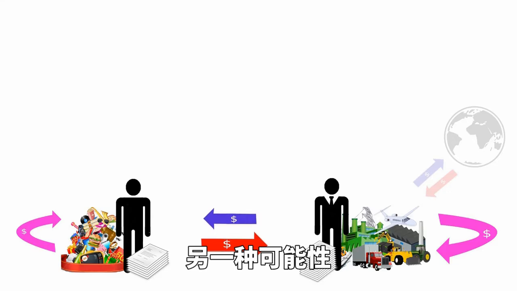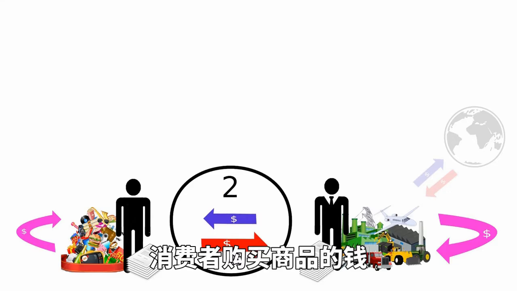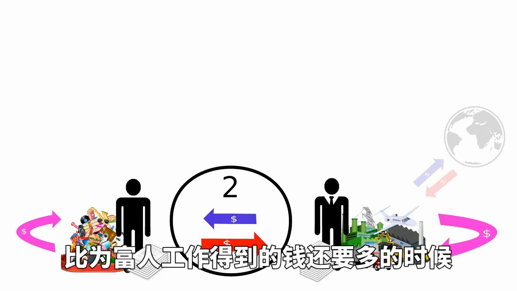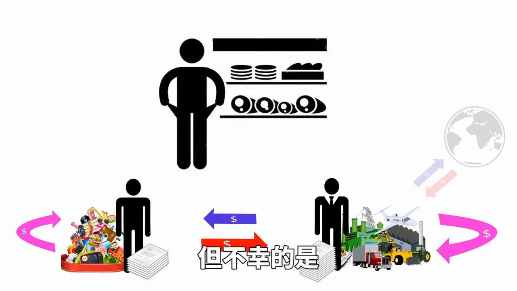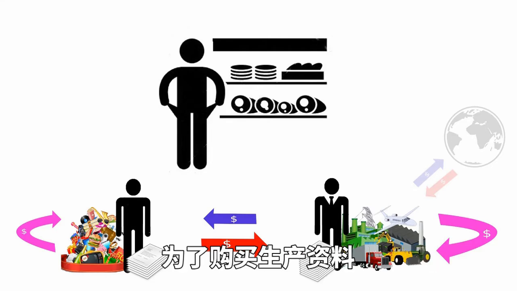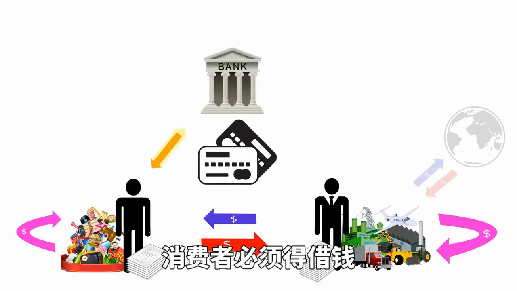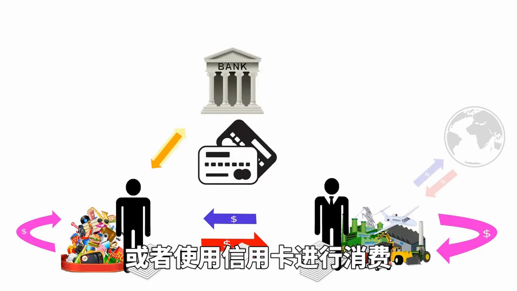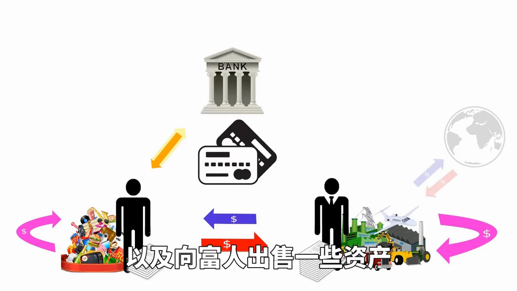Another possibility is when the consumers spend more money buying the products than the money they have received by working for the rich. And we have here the case that is completely absurd, but unfortunately that is happening all the time. It's when the consumers cannot even afford the products they have themselves produced. To buy the production, the consumers must have borrowed money or have bought on credit. Or maybe they have had to use some savings and sell some assets to the rich.